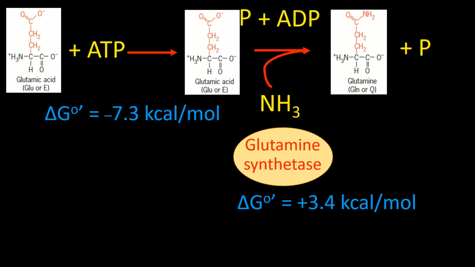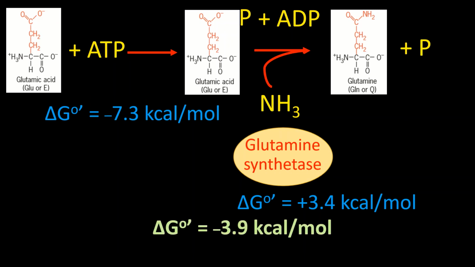That's favorable. Now that glutamic acid is energized because it got the phosphate group, it can now react with the ammonia, and together they form glutamine. And in the process, it releases back the P, or the phosphate, that was given to it by ATP. This reaction of ammonia plus glutamic acid is unfavorable with a Gibbs free energy change of positive 3.4. And this happens with the help of an enzyme, glutamine synthetase.